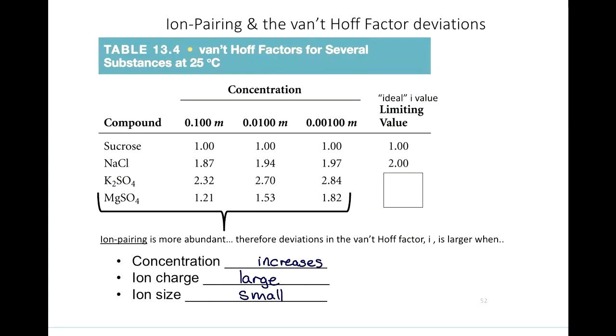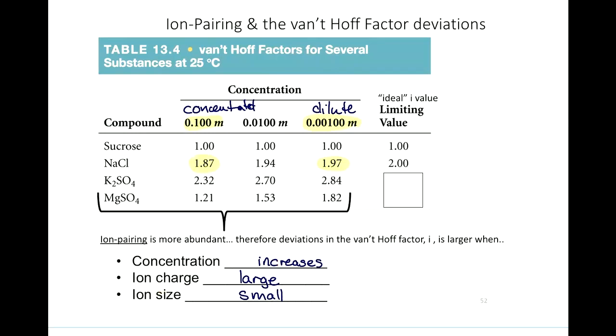So we can see that in this table. Look at sodium chloride, right? There's the Van 't Hoff factor for sodium chloride at 0.1 molarity, and there's the Van 't Hoff factor at 0.001 molarity. So this is dilute, and then the first one was concentrated. All right. We know sodium chloride has an ideal Van 't Hoff factor of 2. So the deviation is greater when it's very concentrated. All right, so concentration affects your deviations, increases ion pairing, lowers your actual observed Van 't Hoff factor.